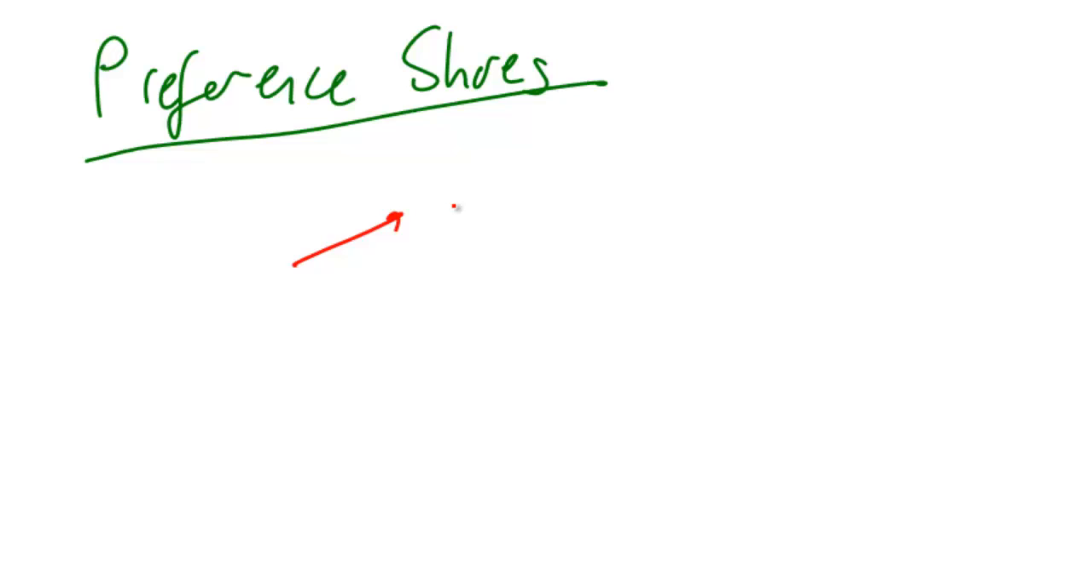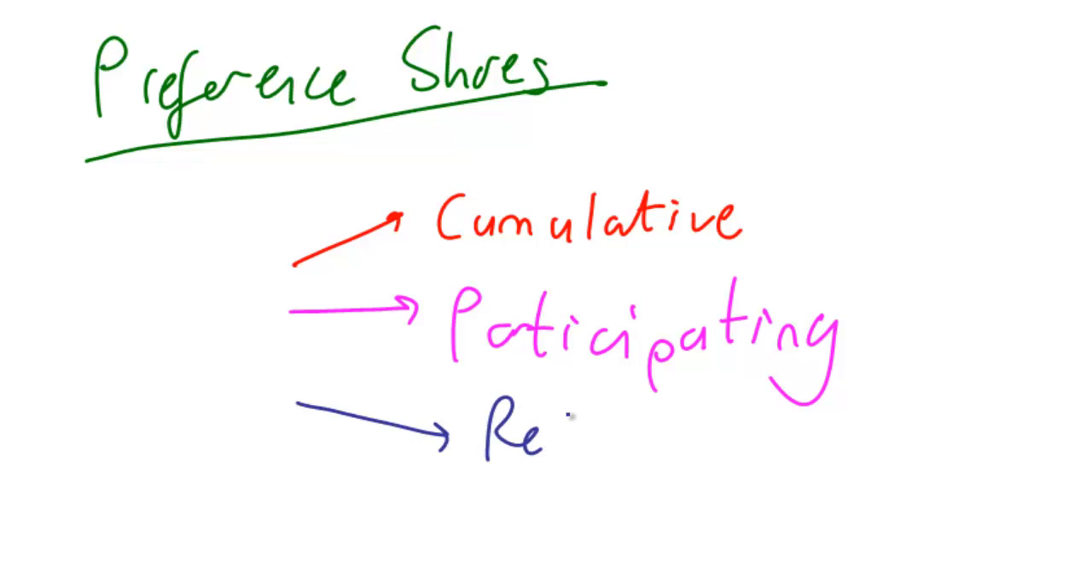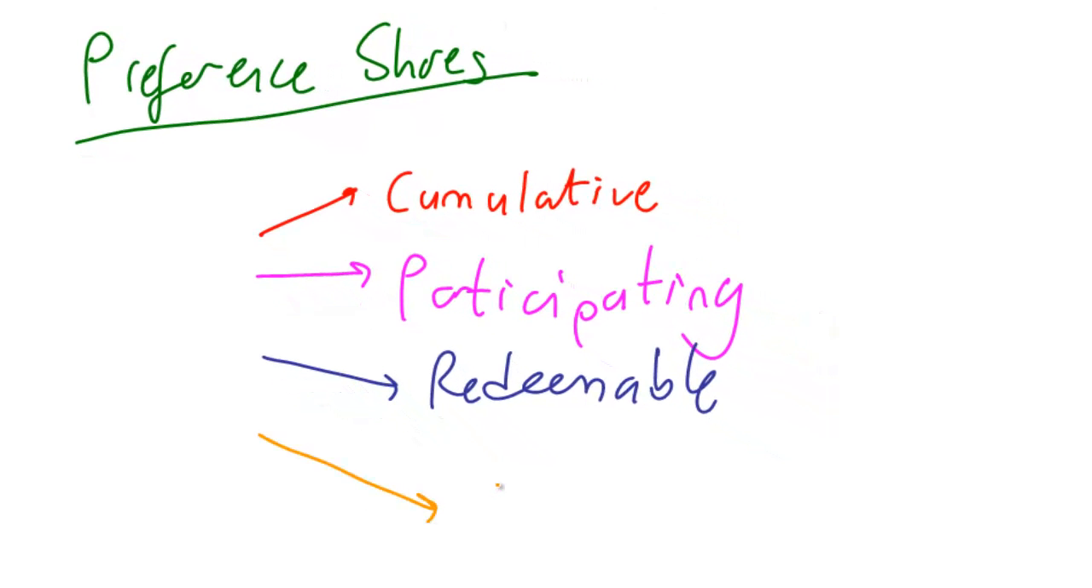We'll talk about cumulative preference shares. We'll talk about participating shares. We'll talk about redeemable shares, and we'll talk about convertible preference shares.